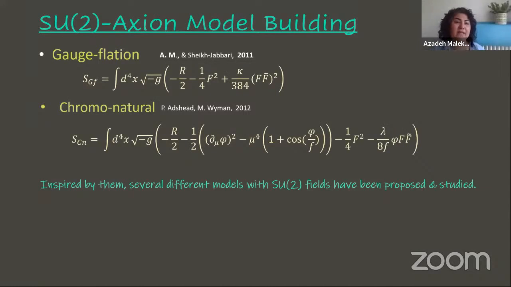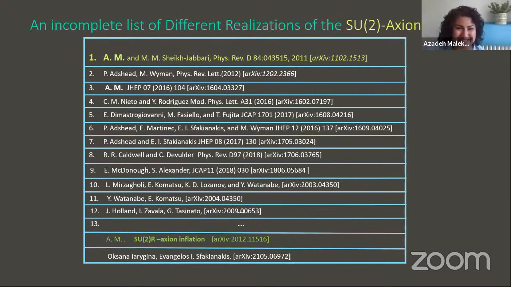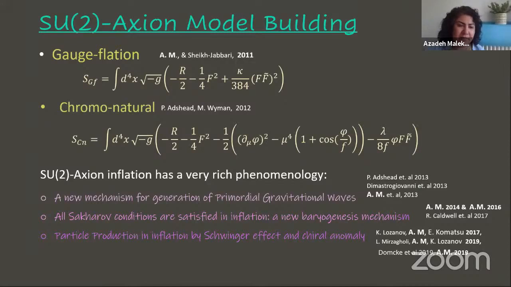About the model building, the non-abelian gauge fields, and in particular SU2 gauge fields in inflation, were introduced in gauge-flation, and then shortly after that, chromo-natural inflation. And inspired by them, several different models with SU2 gauge fields have been proposed and studied. This is a very incomplete list of models. But then you may ask, why so much attention to an idea so simple and basic? The reason is that we realize that SU2 axion inflation models have a very rich phenomenology. In particular, they lead to new mechanisms for generation of gravitational waves.